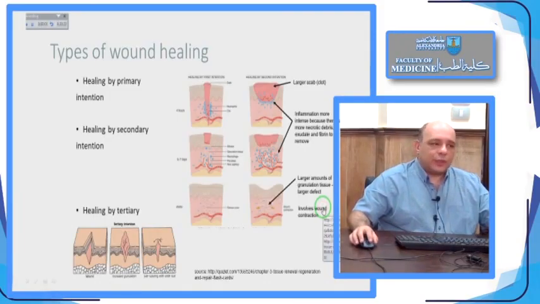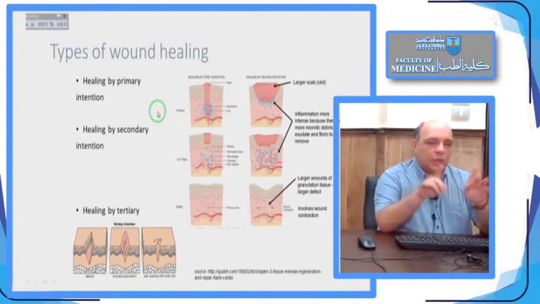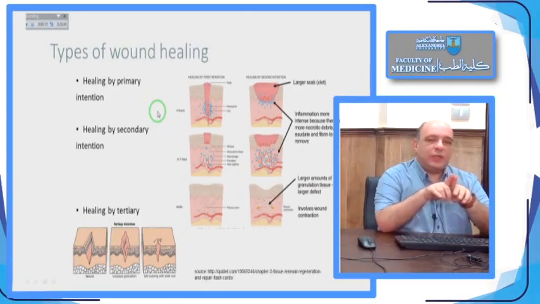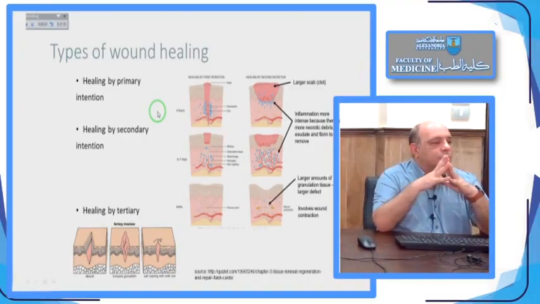We have also types of wound healing. We have healing by primary intention, which we see in the simple healing after suturing the wound. The wound edges are in front of each other, no gap. So all the body needs is to mold these two edges of the wound in front of each other. This process needs very, very little fibrosis, and it will leave very little scar, or an acceptable scar.